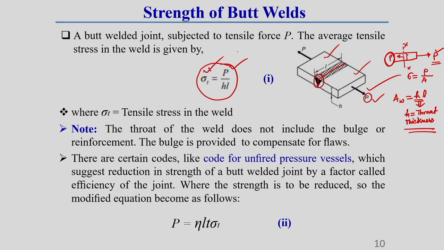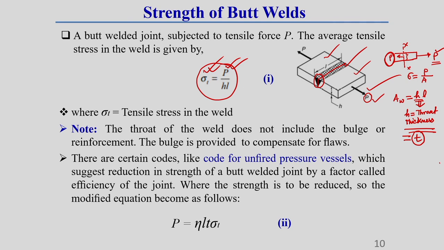Now this normal stress we can write as the resisting force P divided by the cross sectional area of this weld. So what should be the cross sectional area of this weld? The cross sectional area of the weld will be the throat thickness multiplied by the length, which in case of a butt weld, the throat thickness is equal to the thickness of the plate. So this throat thickness in case of butt weld is generally considered as the thickness of the weld.